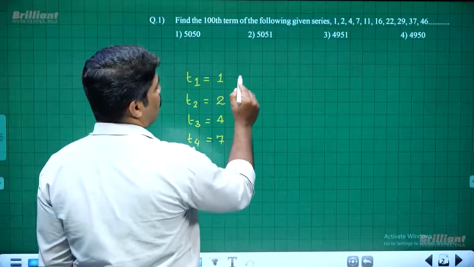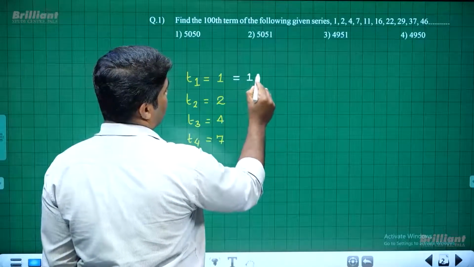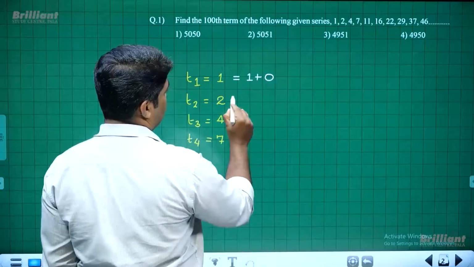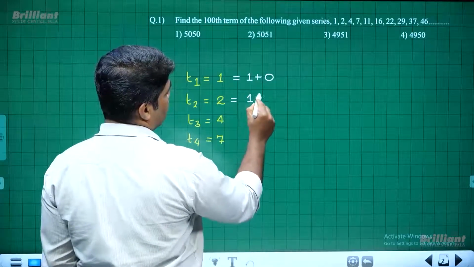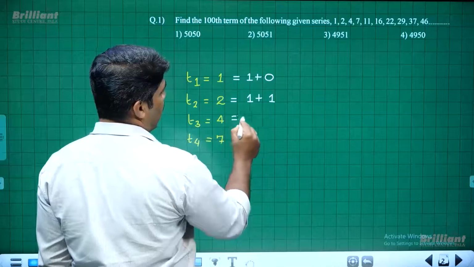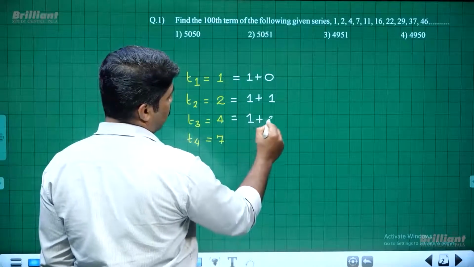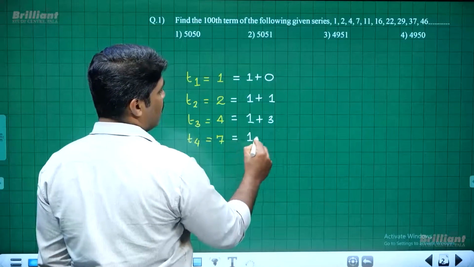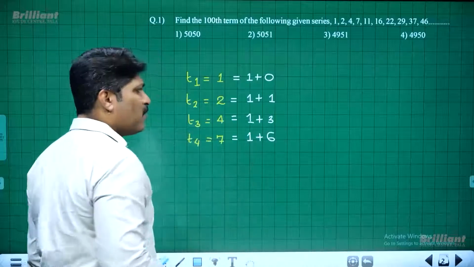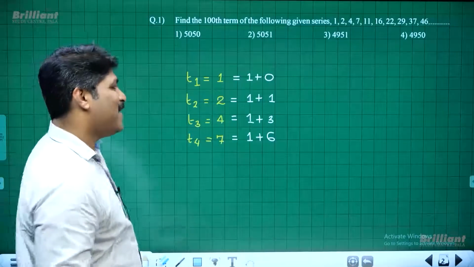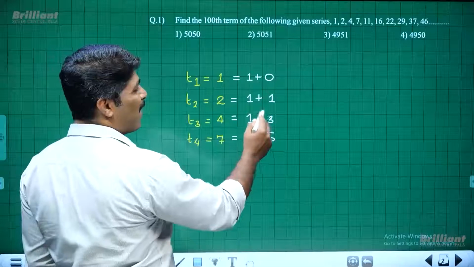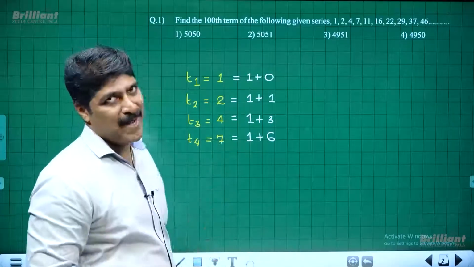This 1, we can write as 1 plus 0. This 2, we can write as 1 plus 1. And 4, we can write as 1 plus 3. And 7 is 1 plus 6, and so on. So what is the specialty of these numbers? 1, 3, 6, such a pattern.